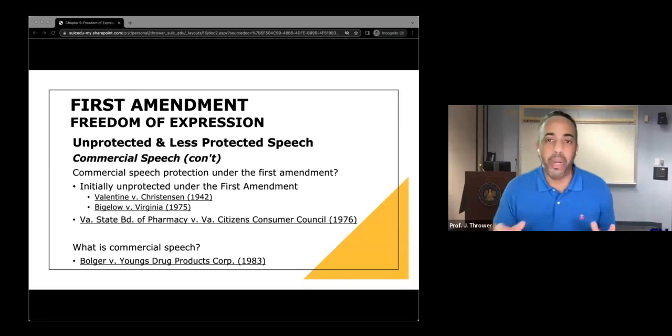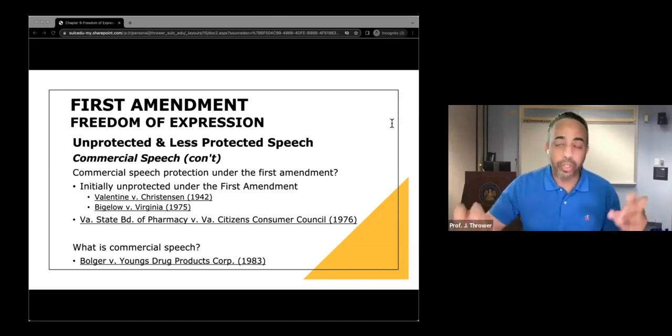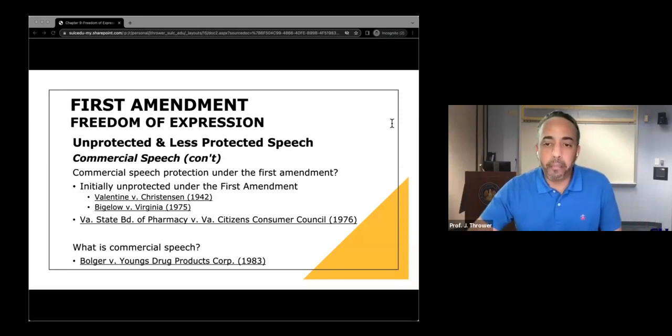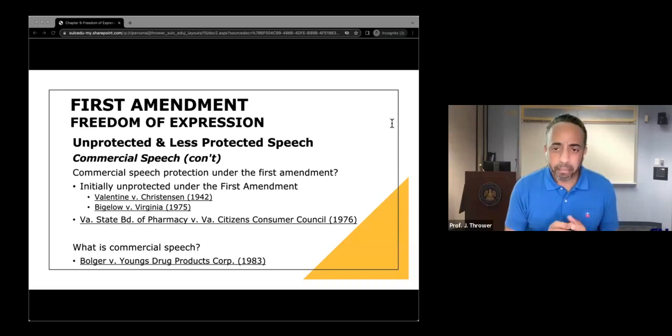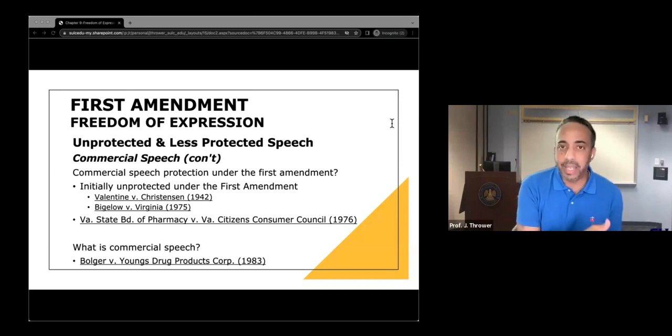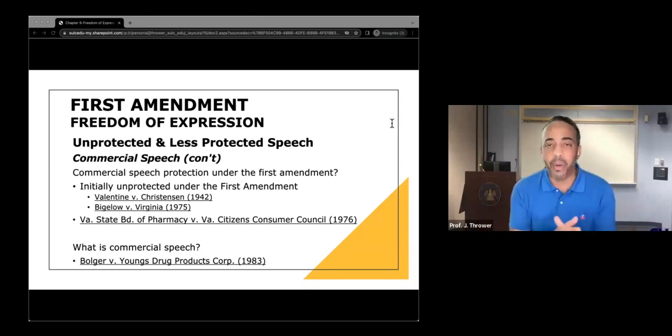And then the final characteristic was that the speaker, in this case, the advertiser, right, or Young Drug Products, if you will, had an economic motivation for the speech, right? And so a combination of these things, not these characteristics taken individually, but taken together, combined, if you will, to define what commercial speech was.